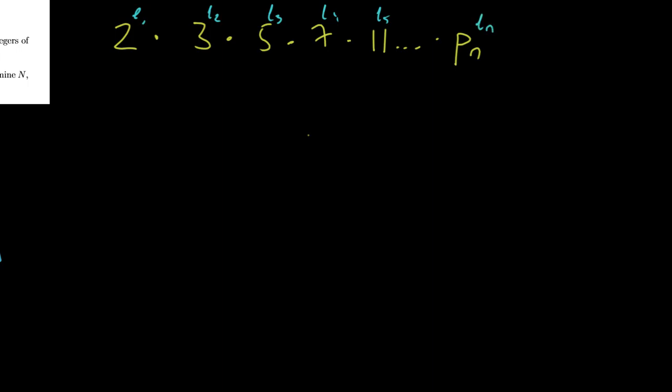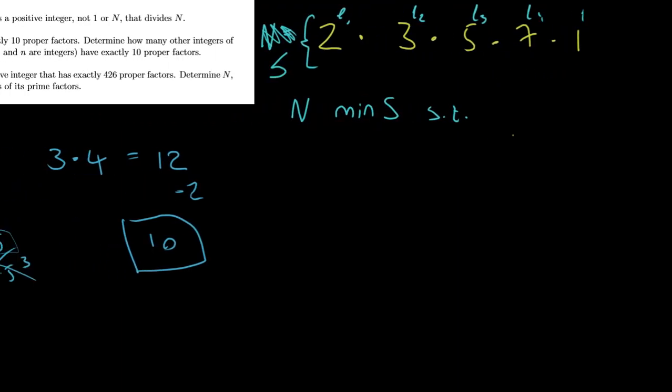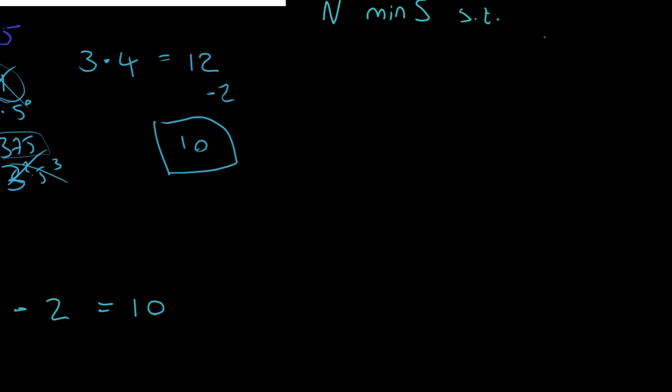Now, basically, that number is our n. This would actually be a set of numbers, so let's call it a set S. And then define that n is the minimum value of S, such that we want the proper factors to be 426. Now, we take our ideas from here.